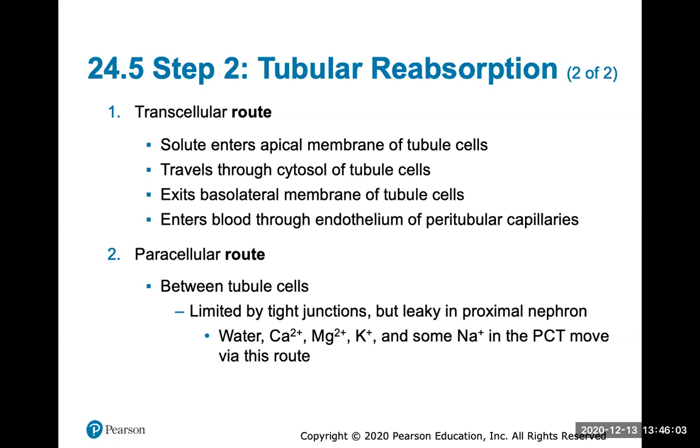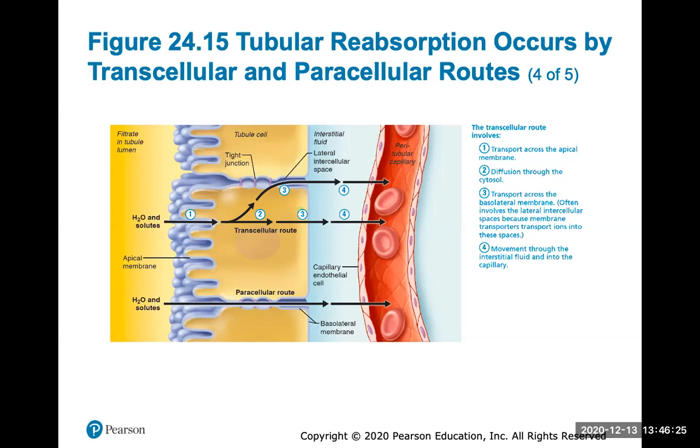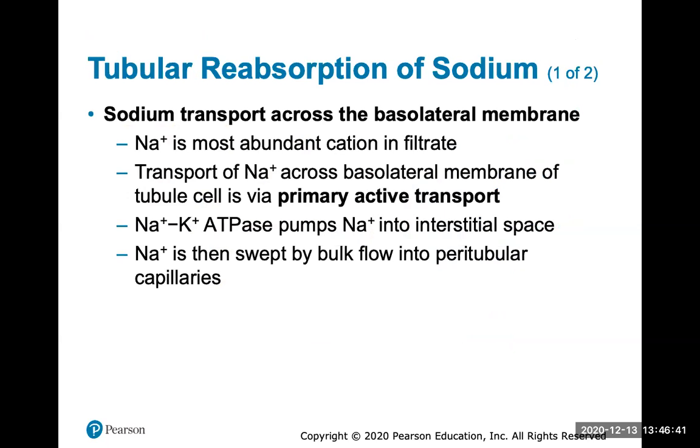The paracellular route just means that substances will be reabsorbed between tubule cells. It's limited by tight junctions, but leaky in the proximal nephron. So, water, calcium, magnesium, potassium, and some sodium in the proximal convoluted tubule move via this route. So the transcellular route takes you through these 3 steps as shown here: movement through the interstitial fluid and into the capillary. And then the paracellular route just travels between cells through the leaky channels. Particularly, the paracellular route functions in the proximal convoluted tubule.